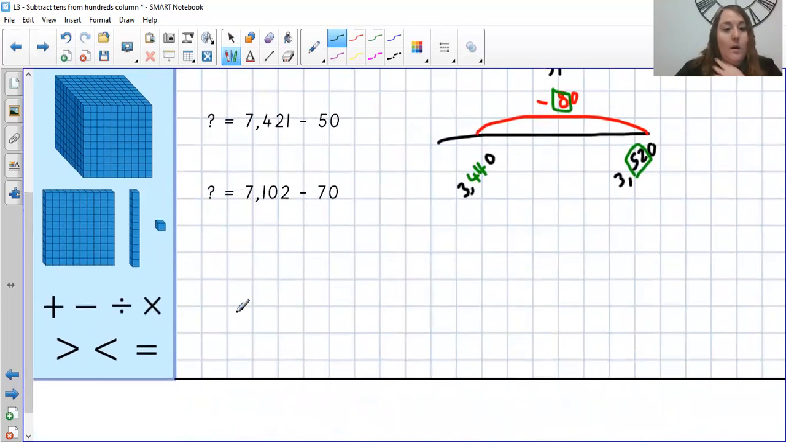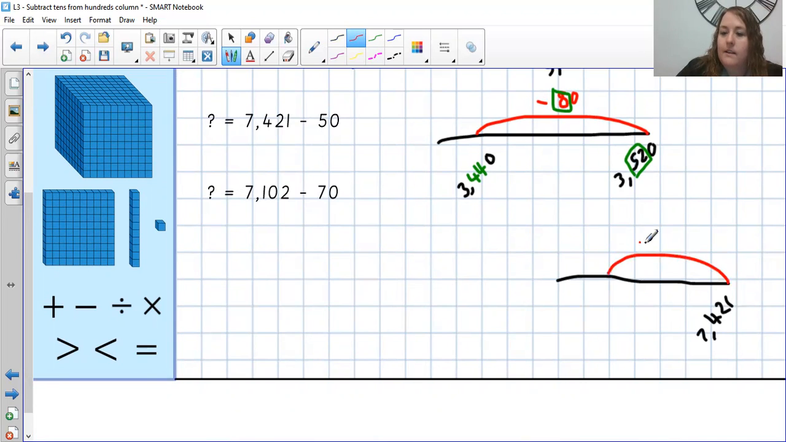Okay, just going to move down again on the screen. Next one, question mark or something is equal to 7,421, take away 50. Again, we've learned over the last couple of lessons, we don't let the order confuse us. We're still going to be drawing out our number line. We're still starting with our 7,421. And this time we are subtracting 50.